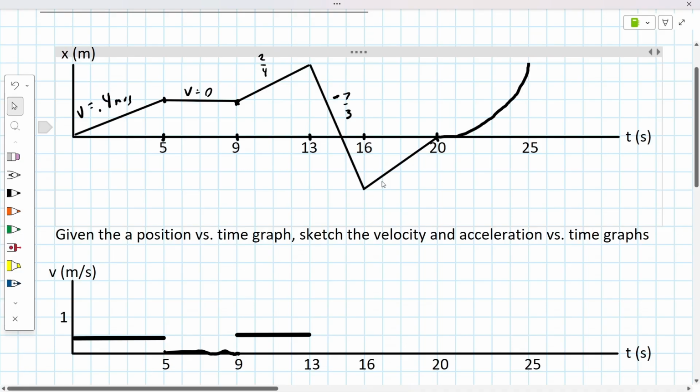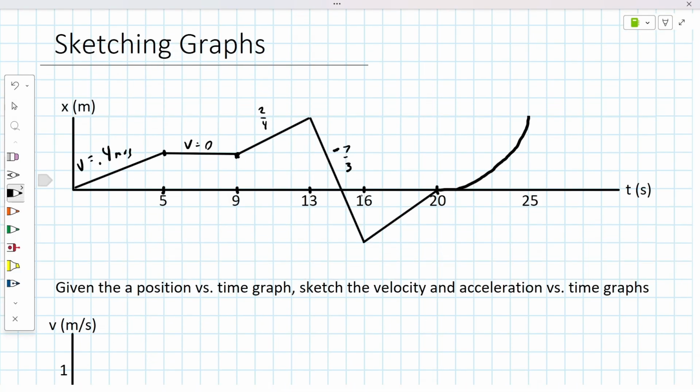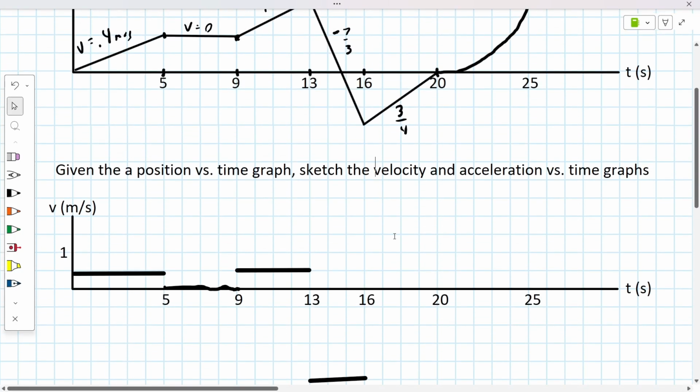And then this one right here, what did we find this one to be? This one was 3 over 4. The slope of this is 3 over 4. So from 16 to 13, the slope will be right around here.